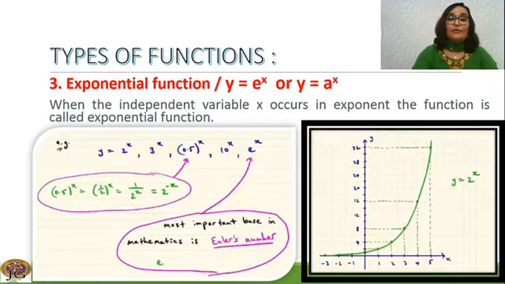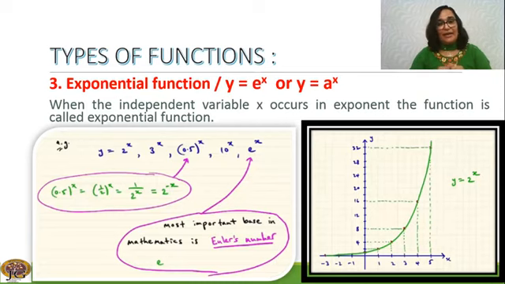All right, as I said, there are many types of functions, but we are considering only 3 currently. And the third one is exponential function. Now, in the earlier 2 functions, x was beside a, right? But over here, what is an exponential function? Let's read. When the independent variable x occurs in the exponent, the function is called an exponential function.